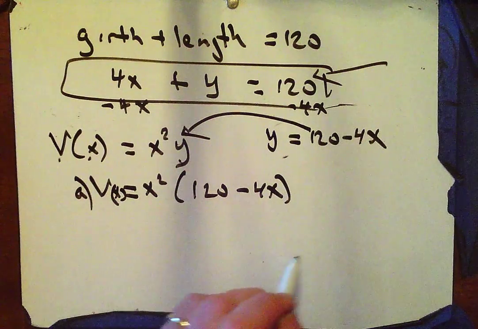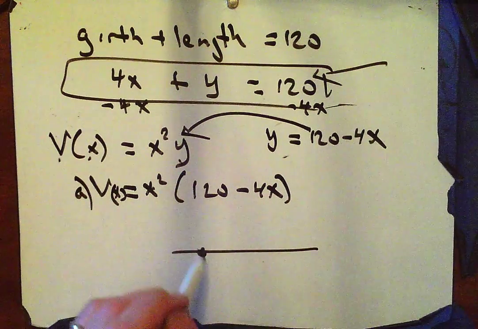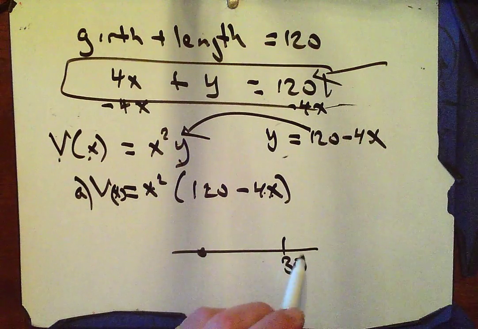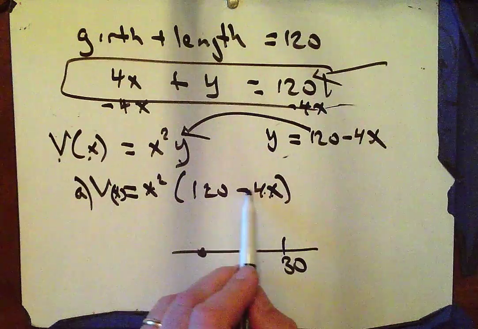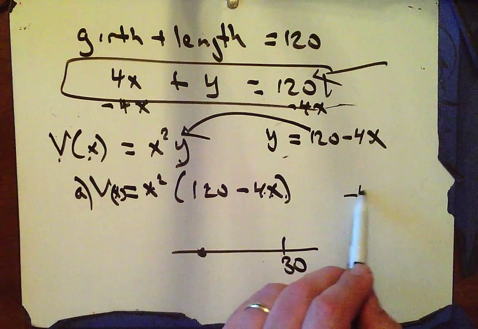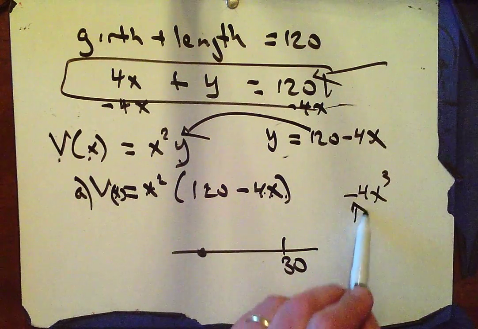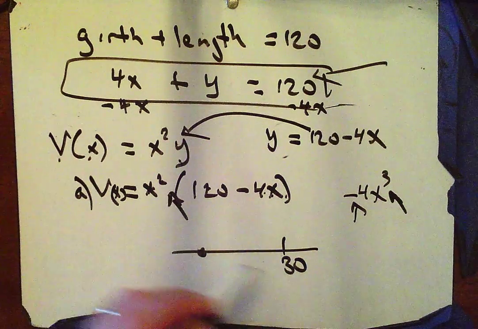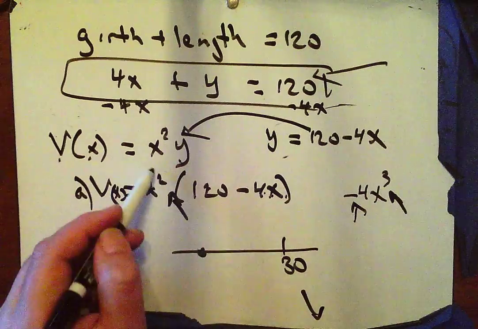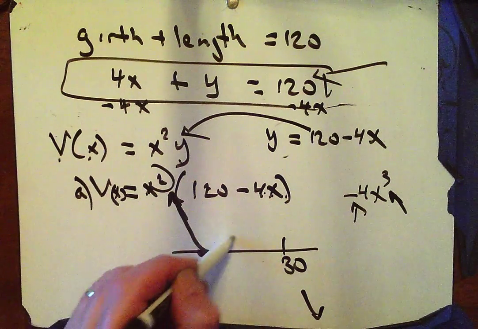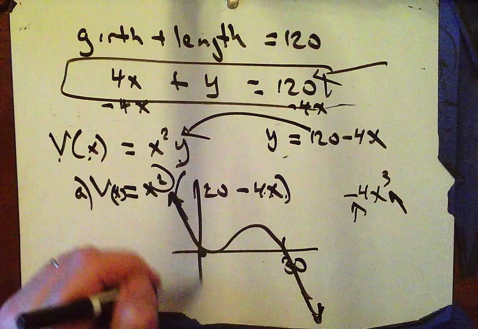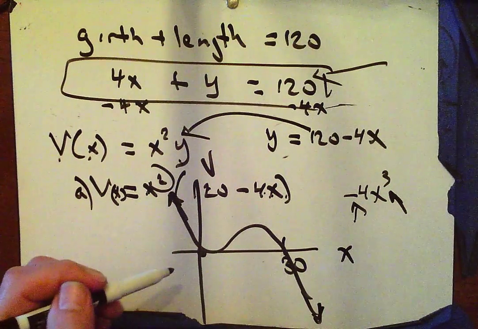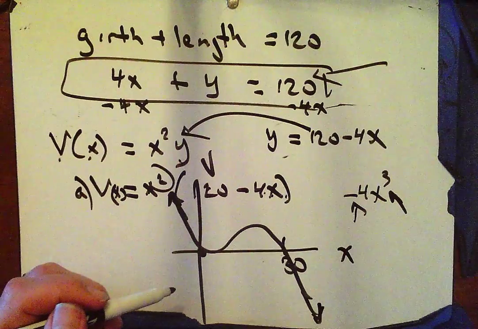We could even graph this, couldn't we? We have an x-intercept at 0, with a bounce, and an x-intercept at 30. Please note, x squared times negative 4x is going to be negative 4x to the third. Negative leading coefficient, odd degree polynomial. I'm up here and down here. Don't forget the bounce at 0. So this is what my graph looks like. Here's volume, here's x's.